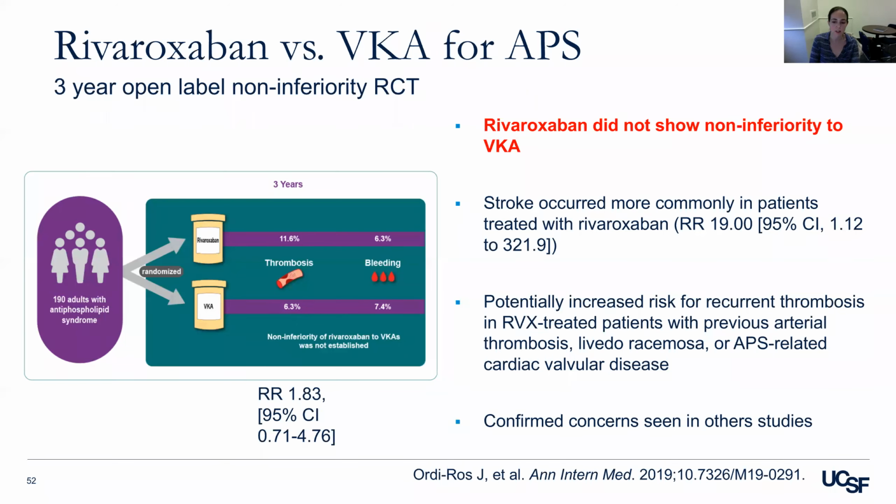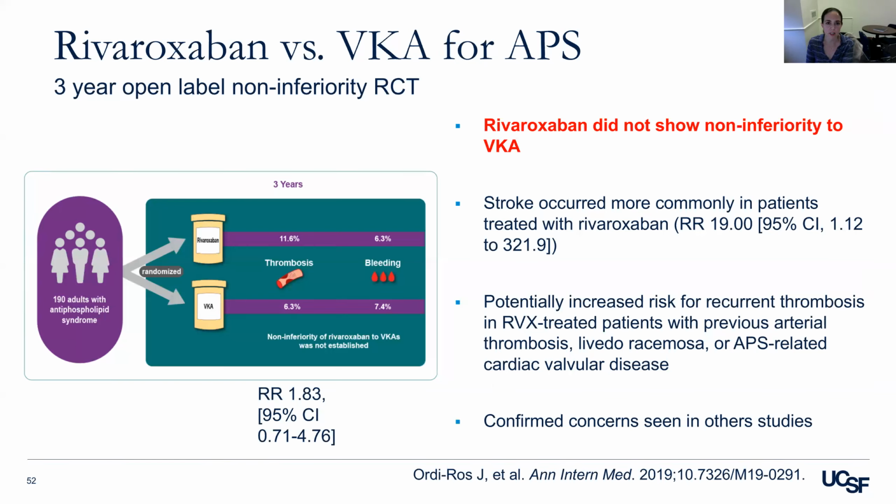And this confirmed concerns that had been seen in other studies, either cohort or other types of observational design, as well as randomized controlled trials that had been terminated early due to increased risk of arterial events in patients that were treated with the DOACs. So I think at this point in time, based on this data, these agents should not be used certainly as first-line treatment to replace warfarin in patients who have antiphospholipid syndrome.